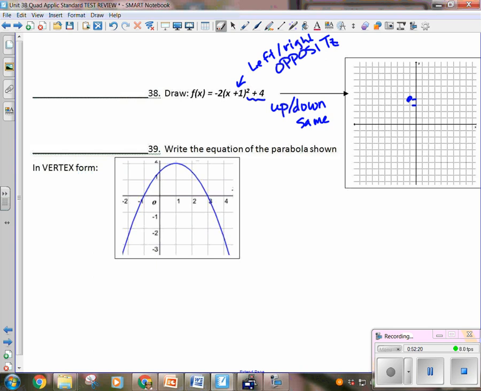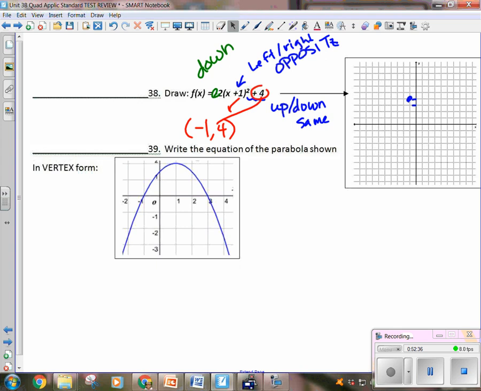Okay, I shouldn't have put a mark. If you were trying to remember vertex form, this comes out opposite, so it's negative 1. This comes out same, so it's positive 4. So negative 1 and up 4. The negative out front tells me that this thing turns what? This thing's going to go down.